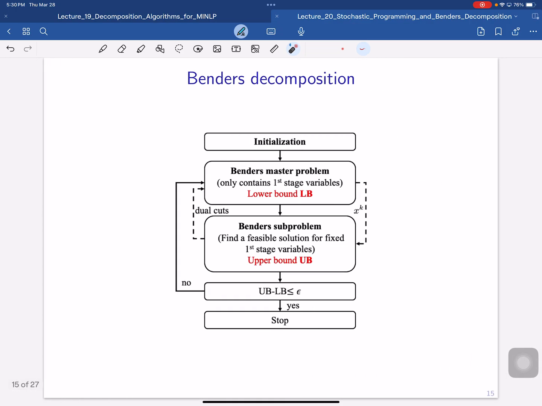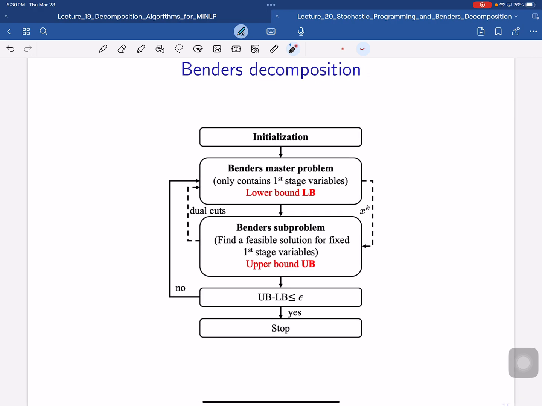Just to summarize, how does Benders decomposition work, right? You solve the Benders master problem, which has a subset of those optimality and feasibility cuts. It will give you a lower bound of the original problem. Okay. So why do I say it provides a lower bound of the original problem?